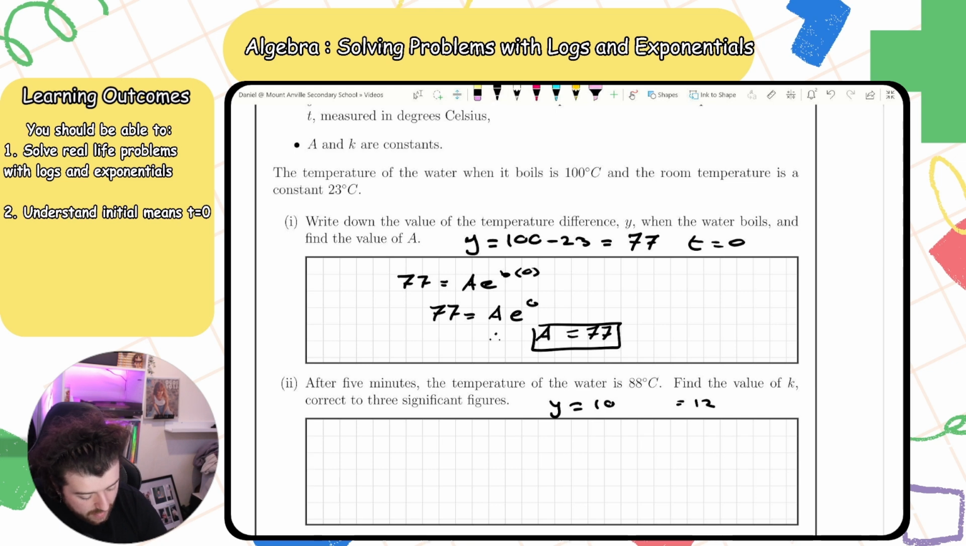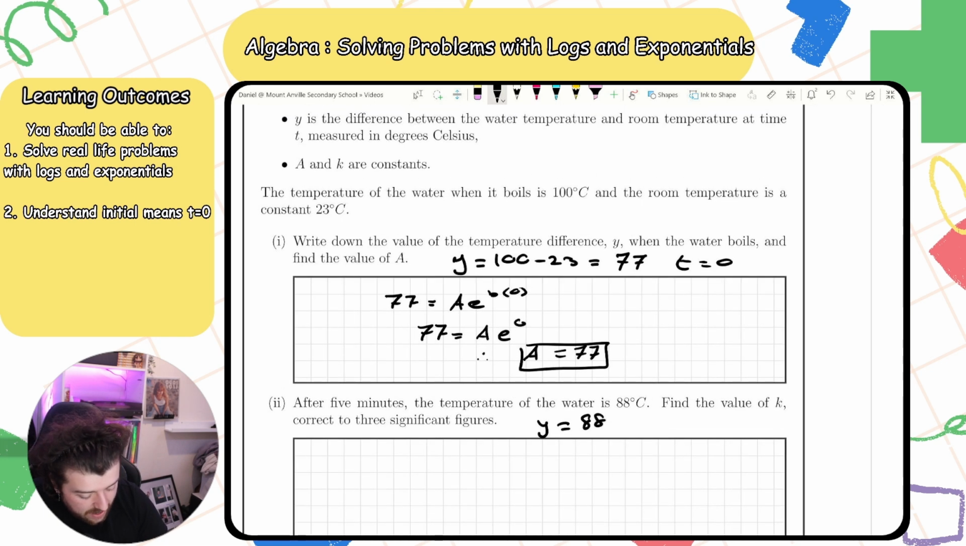Sorry, that's wrong. So it's the difference between the temperature of the water and the room. The room is 23 degrees. So 88 minus 23 is going to give me 65. So the difference is 65. I know A is equal to 77.